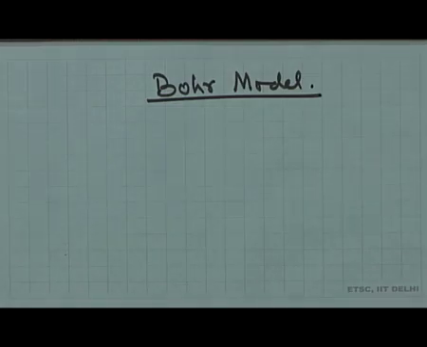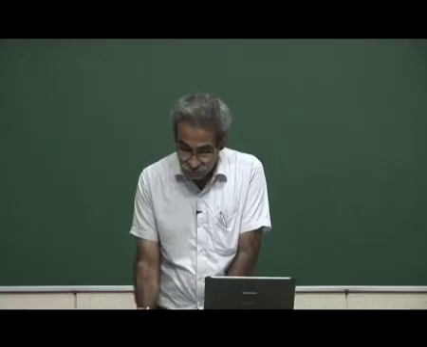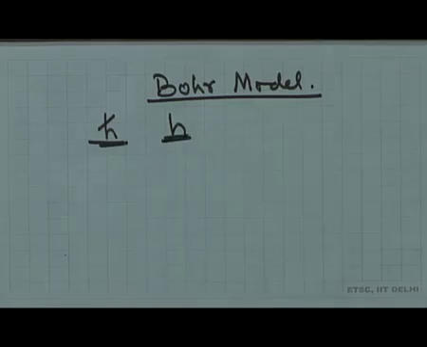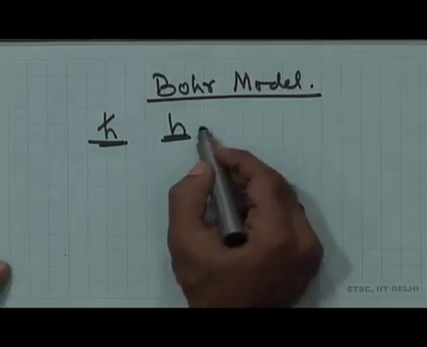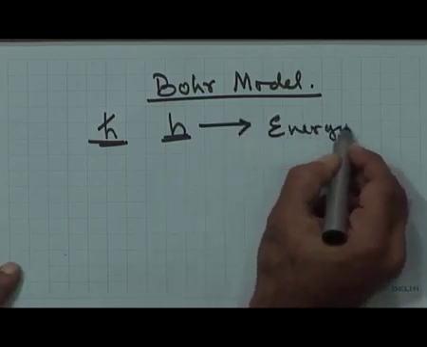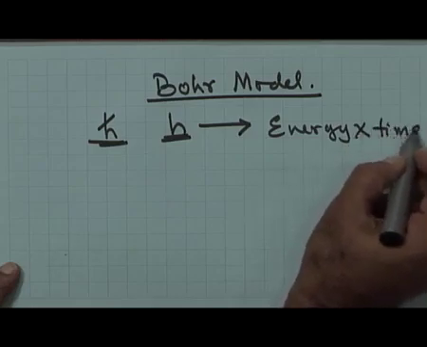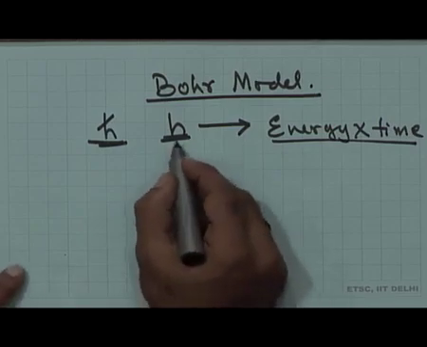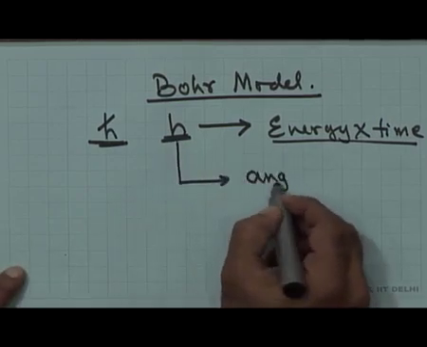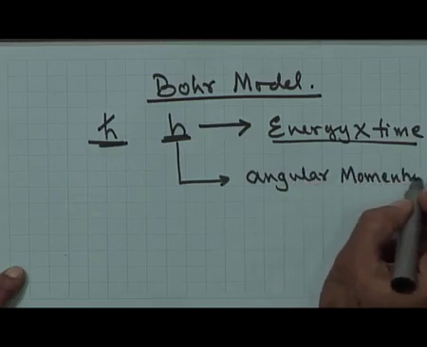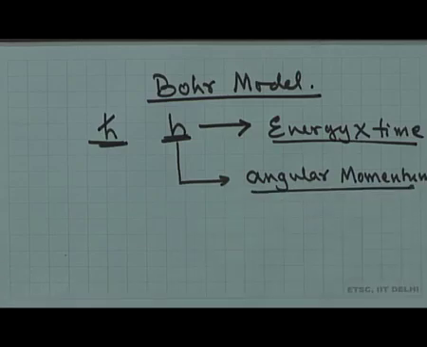Bohr was highly impressed by the work of Planck and Einstein, and Planck and Einstein essentially had introduced a new fundamental constant h bar or h. H bar is h by 2 pi, we saw that in the last class, and let us remember this has a dimension of energy into time. But more importantly for us, h has the dimension of angular momentum. This is very important for us.